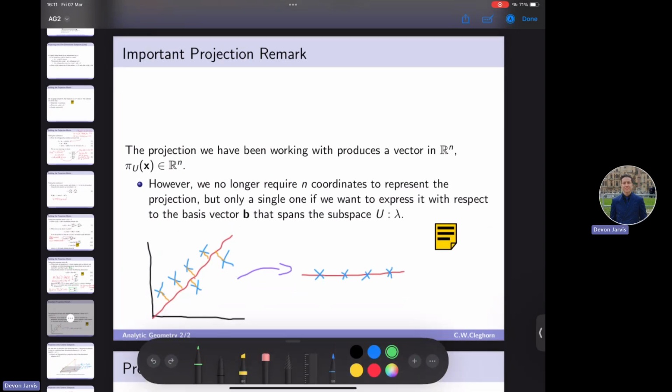Okay, so just one important projection remark. The projection we have been working with produces a vector in Rn. However, we no longer require n coordinates to represent the projection, but only a single one if we want to express it with respect to the basis B that spans the subspace U, which is just lambda. So in other words, we started off embedded in this case in R2, right? We had data in R2, but the basis vector we're projecting onto is also sitting in R2. It's embedded in that space. We spoke about the embedding dimension. It's embedded in R2, but we've now projected our data points onto it, and it's only a one-dimensional line.